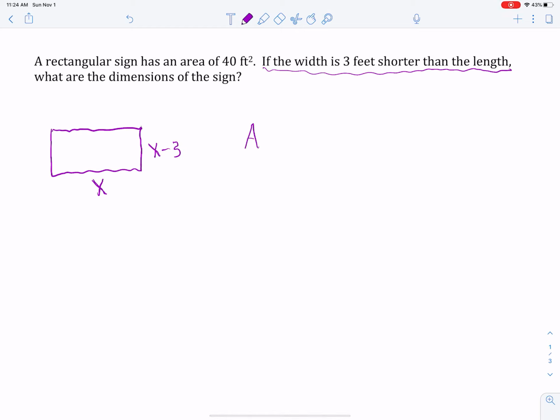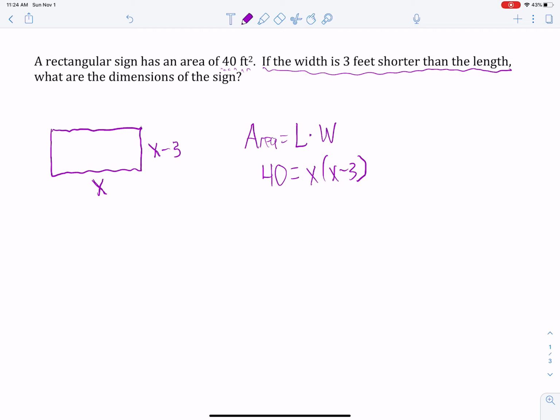Now to find the area of a rectangle, area is length times width. So in this case, we have an area of 40. And that would equal the length, which is x, times the width, which is x minus 3.